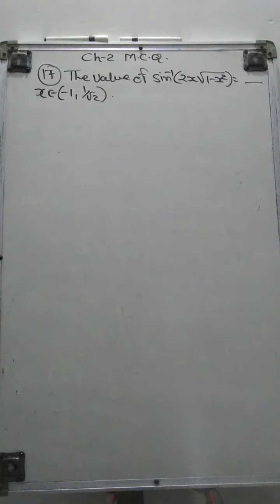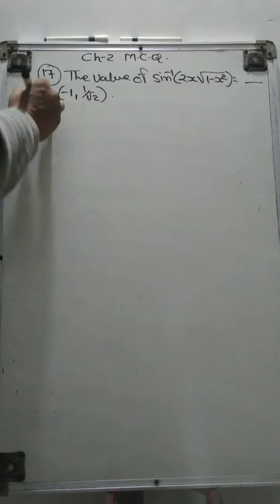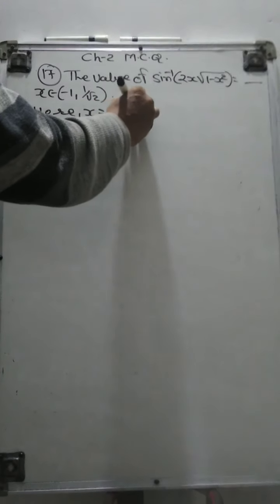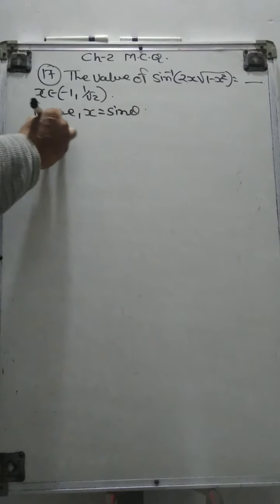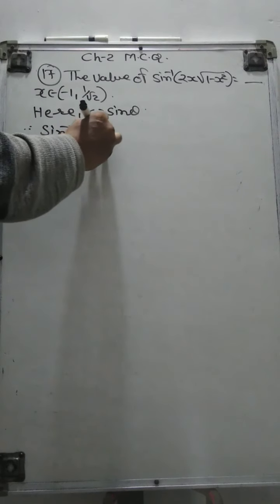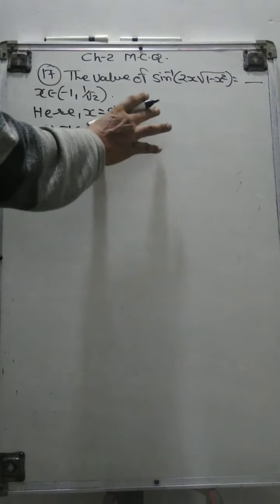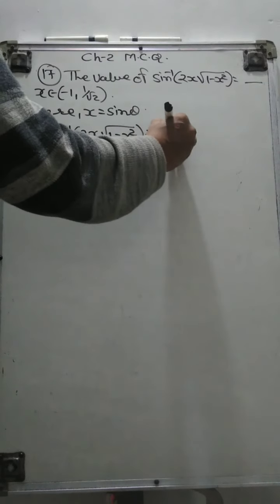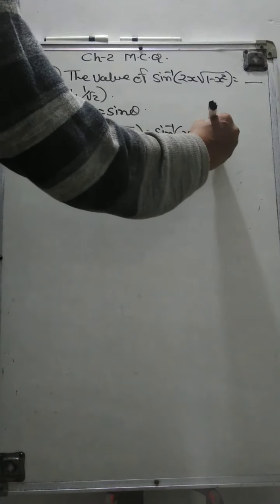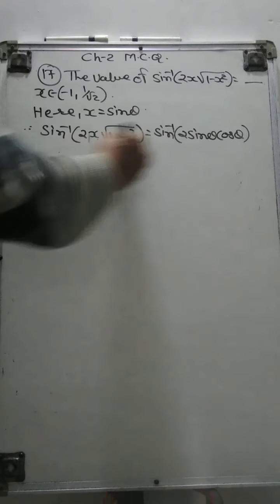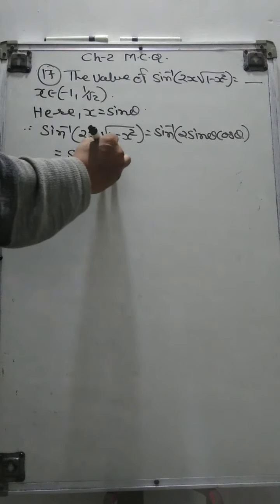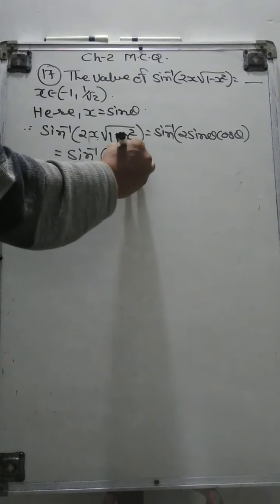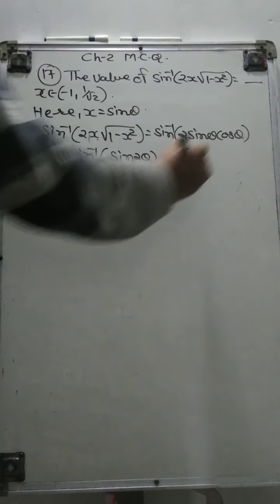So here first of all, we just assume that x equal to sine theta, right? Therefore, sine inverse of 2x root 1 minus x square is equal to sine inverse of 2 sine theta cos theta. It is sine inverse sine 2 theta. This is our first result.